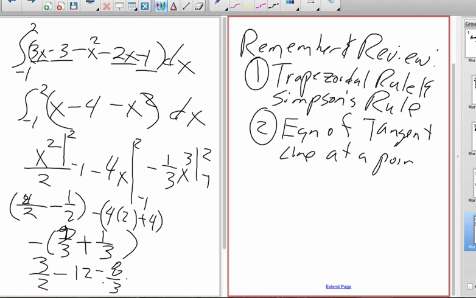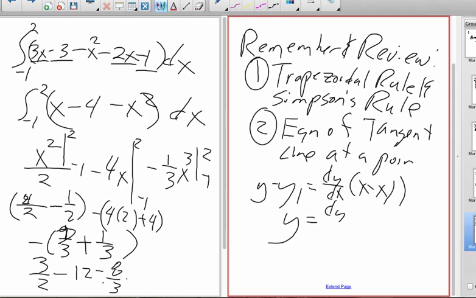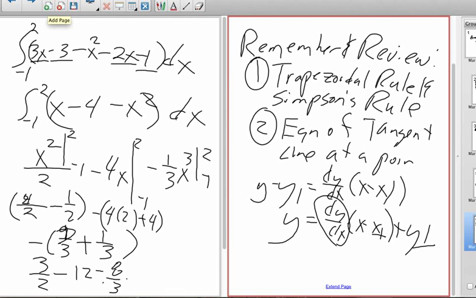which if you remember was y minus y1 is your derivative, your slope, times x minus x1. And you're going to want this in the form of y equals. It's going to be y equals dy dx, x minus x1 plus y1. And the derivative here is evaluated at the point that they give you. And that point they give you is x1 and y1. And that should get you through this next homework assignment. The skills are very similar.